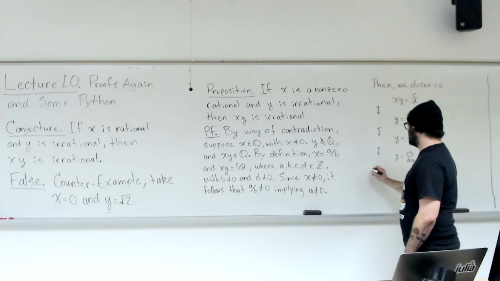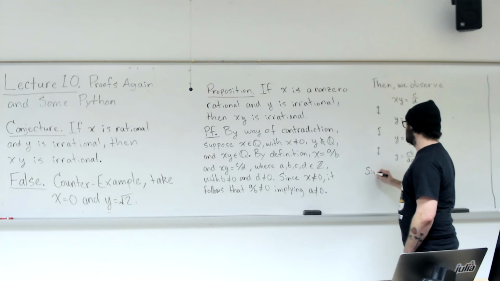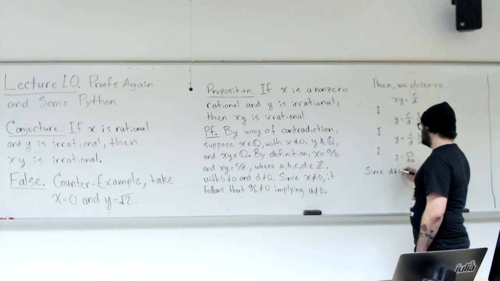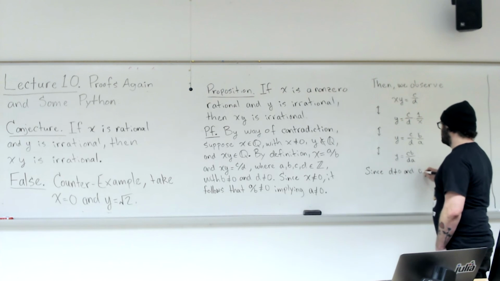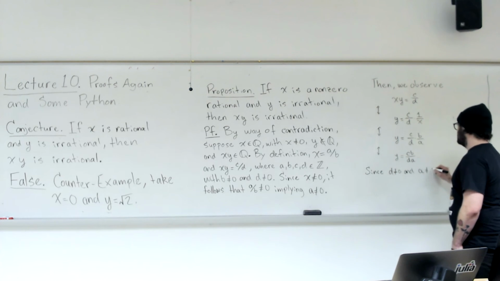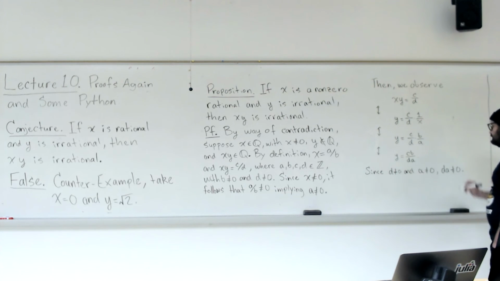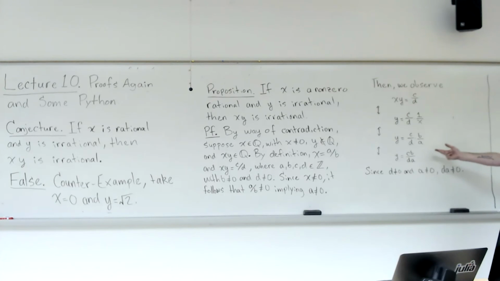Okay, so since D is not equal to 0 and A is not equal to 0, D times A is not equal to 0. And then I'll get fancy. I need a way to transition. Like moreover, CB and DA are integers. Hence, Y is rational by definition, a contradiction.